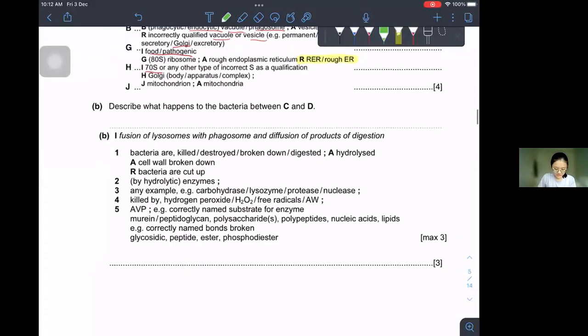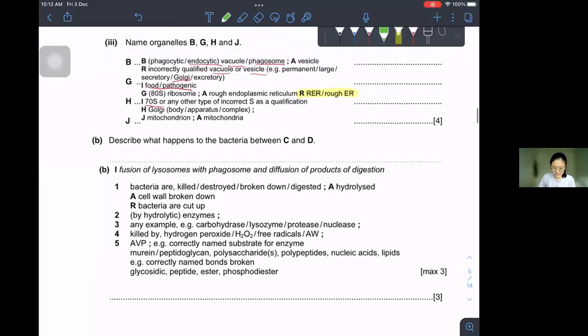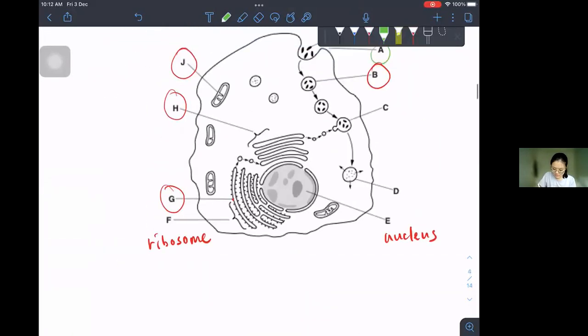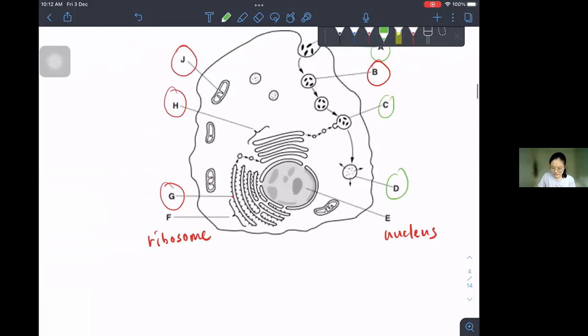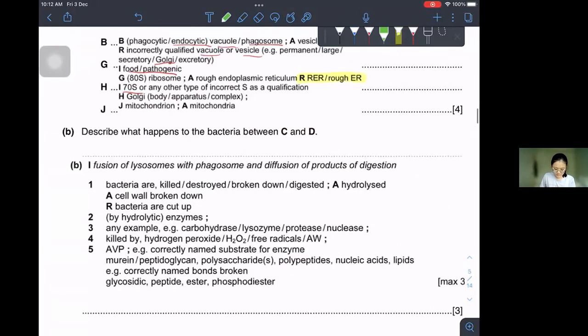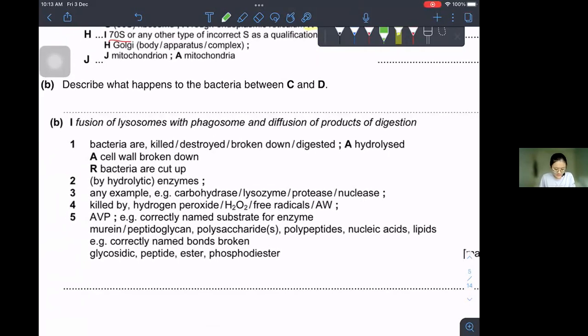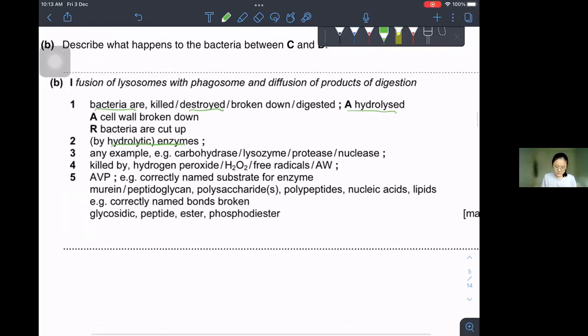Describe what happens to the bacteria between C and D. C and D is the phagocytosis process, and the bacteria are destroyed or broken down, or you can say hydrolyzed, by hydrolytic enzymes. For example, you can also give examples such as carbohydrase, lysozyme, protease, and nuclease. I mentioned just now that the enzymes are used to digest the bacteria.